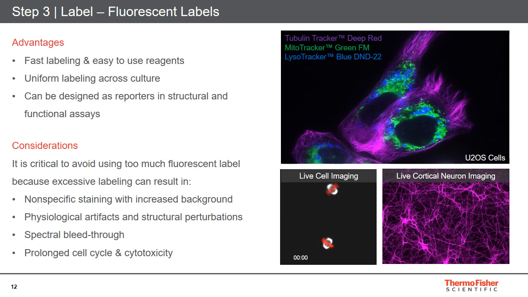Some of the considerations to think about, just like with everything else, there are of course drawbacks to this approach as well. One of the key drawbacks is that you can get non-specificity that can result from excessive labeling, essentially from using too high of a concentration. High concentrations will also potentially affect the physiology of your cells and potentially induce prolonged cell cycle and maybe even cytotoxicity at very high concentrations. But when you get those concentrations and conditions right, they of course enable you to perform live cell imaging that can be tracked over time, either on the scale of hours or even days.